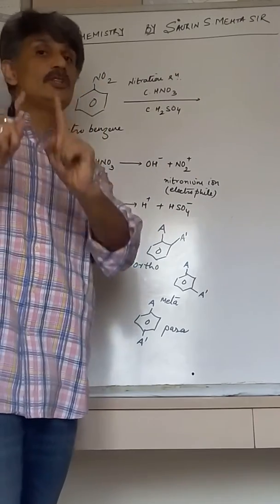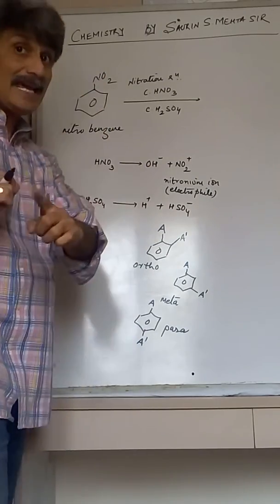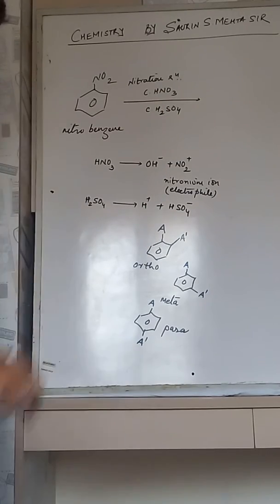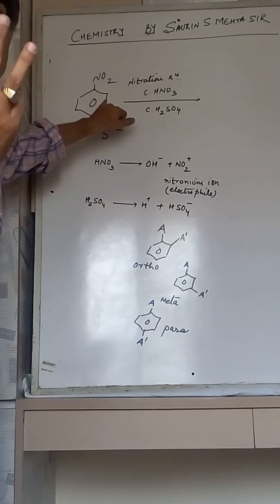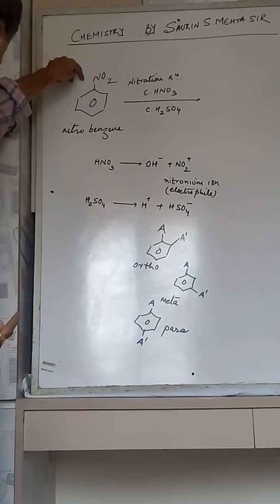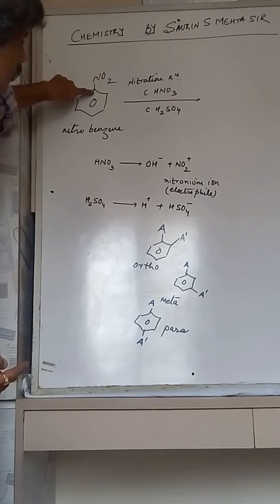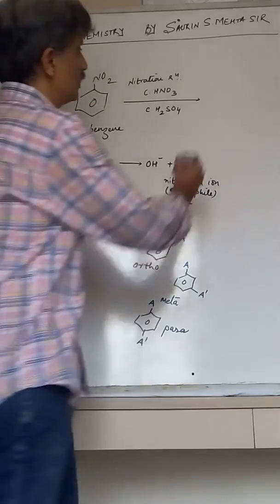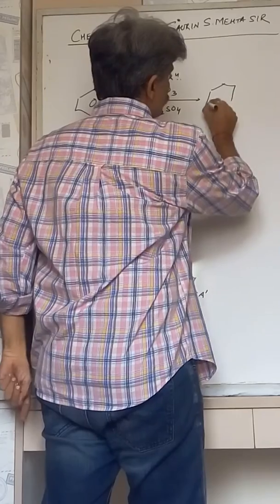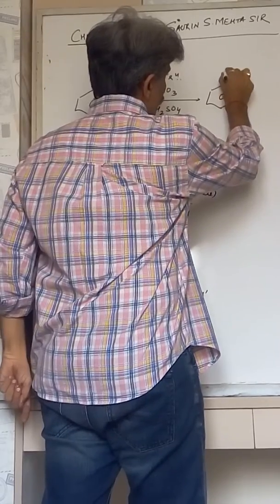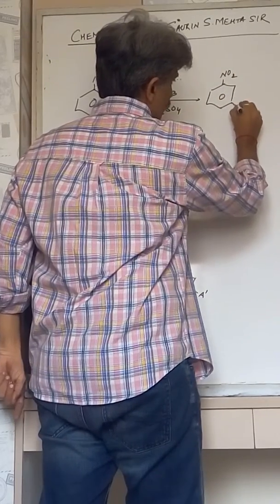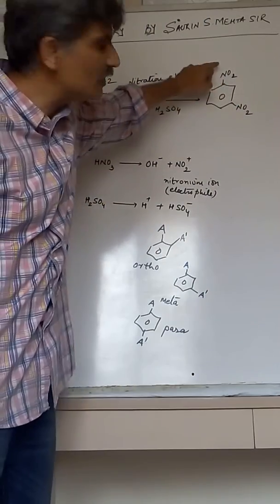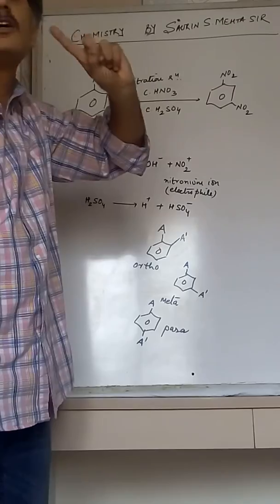As it is an electron withdrawing group, it will direct the incoming group, mind you, always and always on the meta position, that is the third position with respect to itself. So this is position number 1 of carbon, this is position number 2, and this is position number 3. So now the incoming NO2 group will get directed on this position. This position with respect to the existing group is the third position.